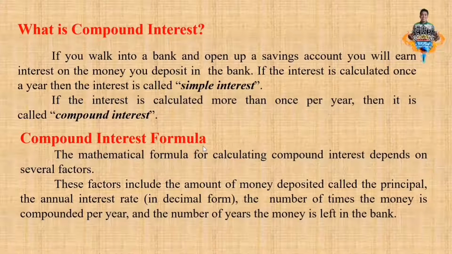So what is the compound interest formula? The mathematical formula for calculating compound interest depends on several factors. Let us try to determine each factor by its term. The amount of money deposited is what we call the principal. The annual interest rate in decimal form, the number of times the money is compounded per year, and the number of years the money is left in the bank are all the factors for formulating compound interest. So let us now have the compound interest formula.